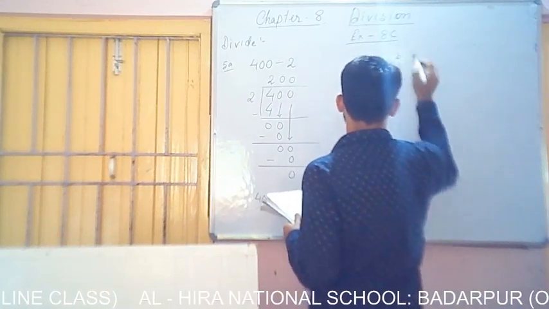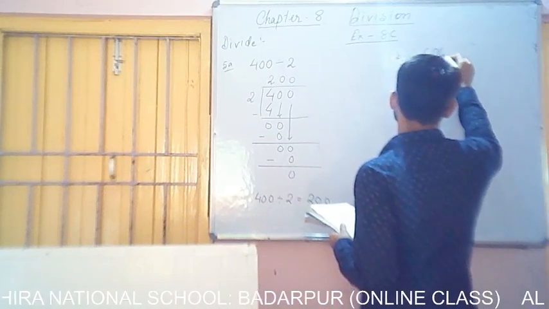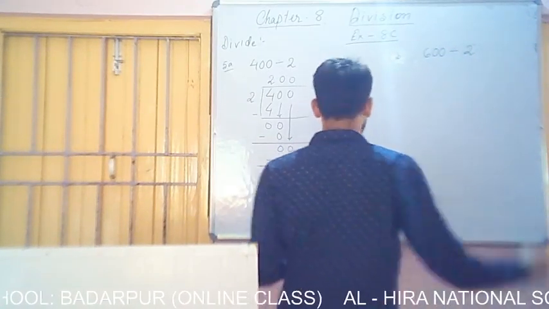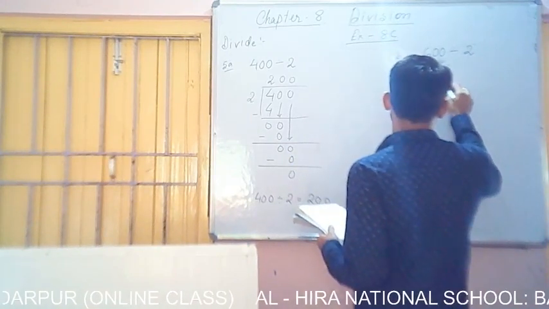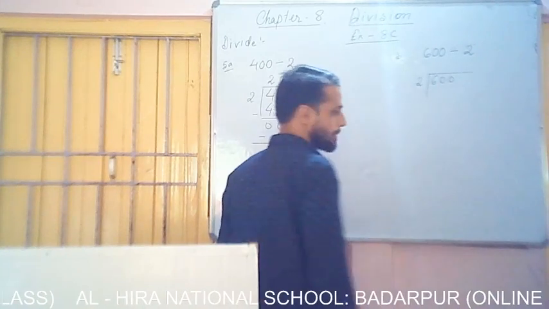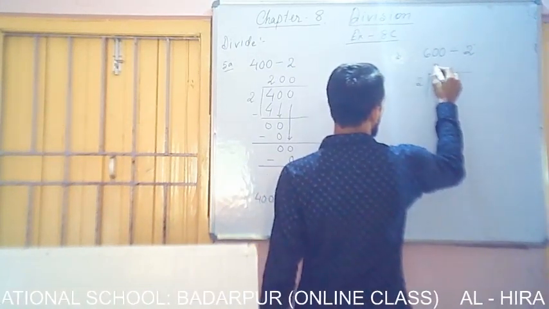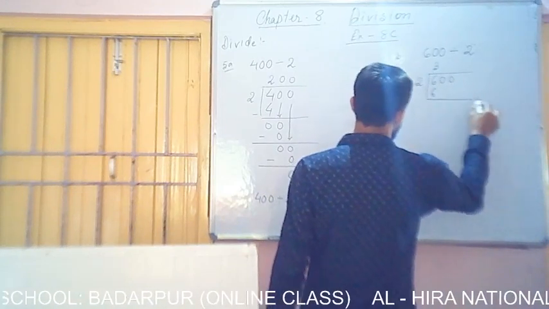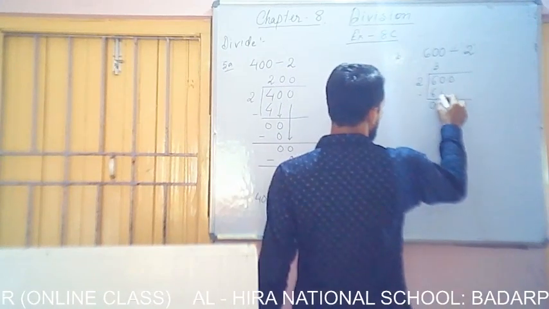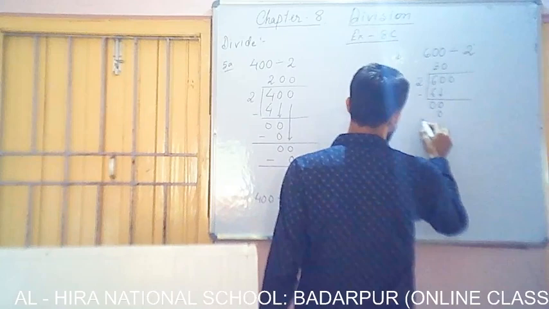Next question number B. So what is question number B? Question number B is 600 divided by 2. This is also a 3-digit number, so we have to start from the 100 place. So 2 multiplied by 3 equals to what? 6. 6 minus 6 equals to what? 0. So bring down 0 tens. 2 multiplied by 0 equals to what?